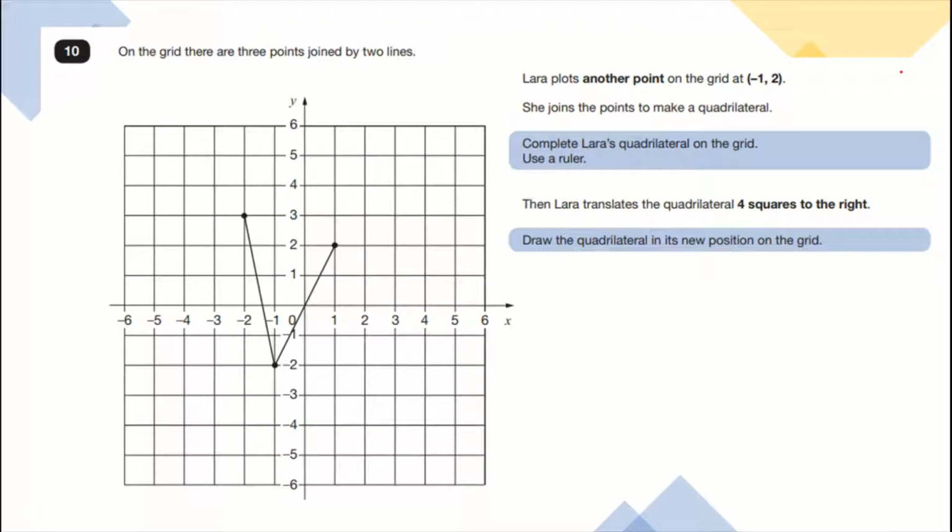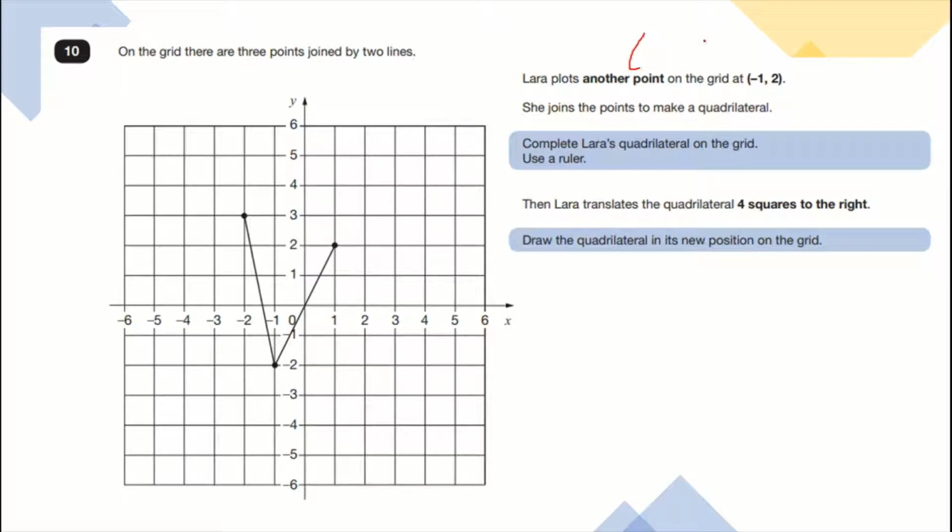Question 10. On the grid there are 3 points joined by 2 lines. Laura plots another point on the grid at -1, 2. She joins the points to make a quadrilateral. Complete Laura's quadrilateral on the grid. Use a ruler. Now we're going to find Laura's point.